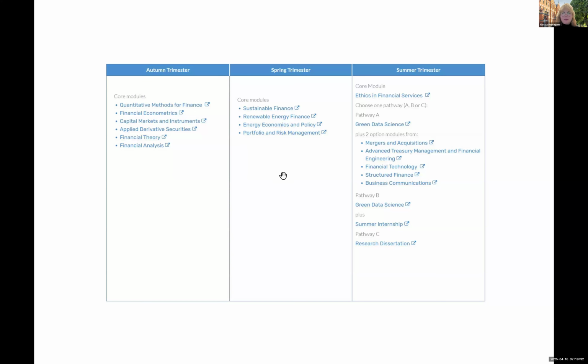In the spring term, you have some specific courses just for you: Sustainable Finance, Renewable Energy Finance, Energy Economics and Policy. For the summer trimester, you will have 3 pathways, like in the other case: options, summer internship, or research dissertation.